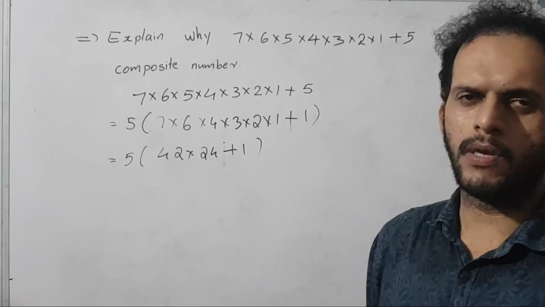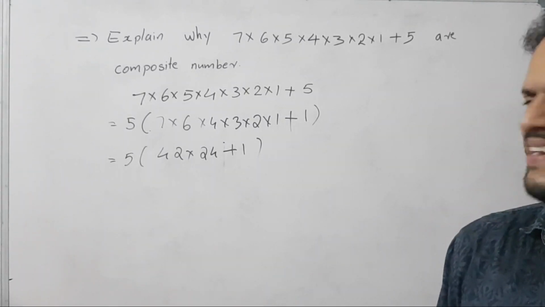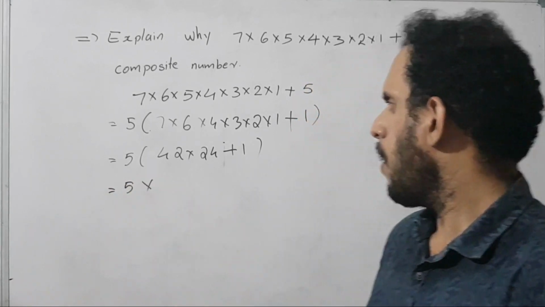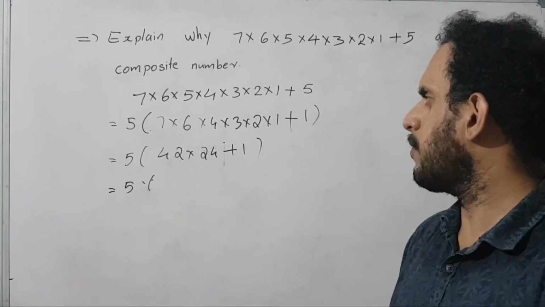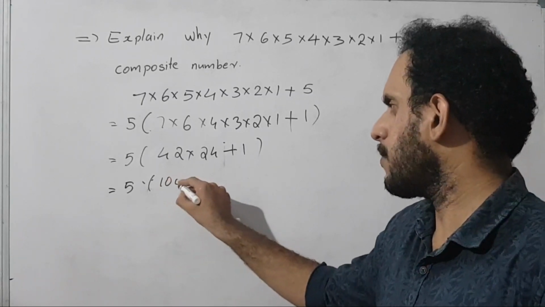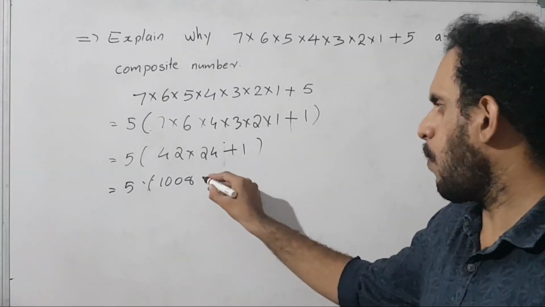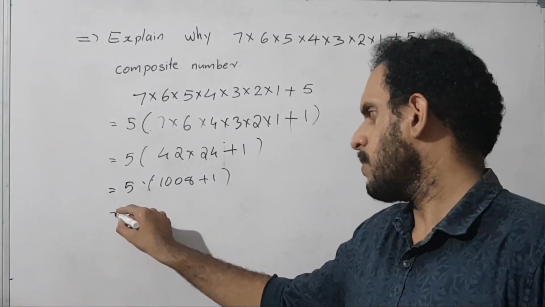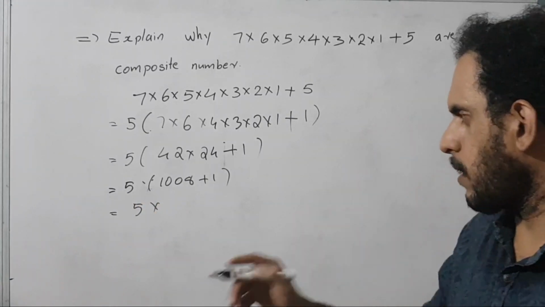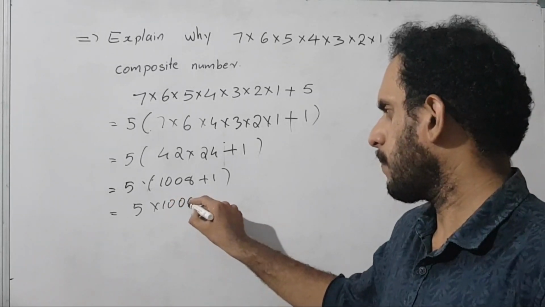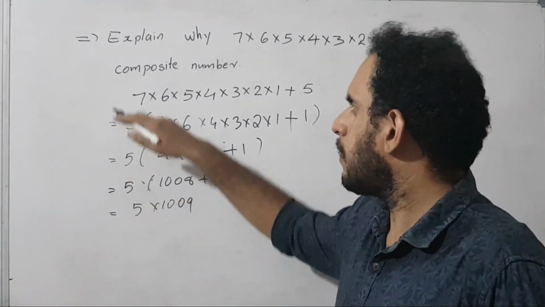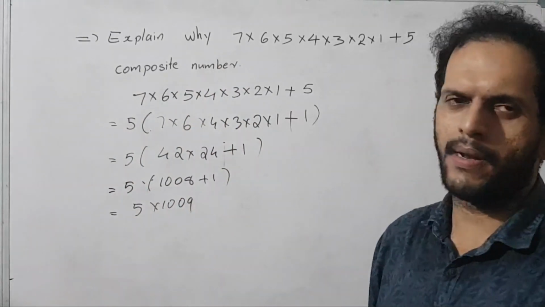I'm not taking 5 here to multiply because 5 is already a prime number. So I keep it the same like this. 5 into, what is the product of 42 into 24? The 42 into 24 is equal to 1008 plus 1. So, it is equal to 5 into 1009. Correct?